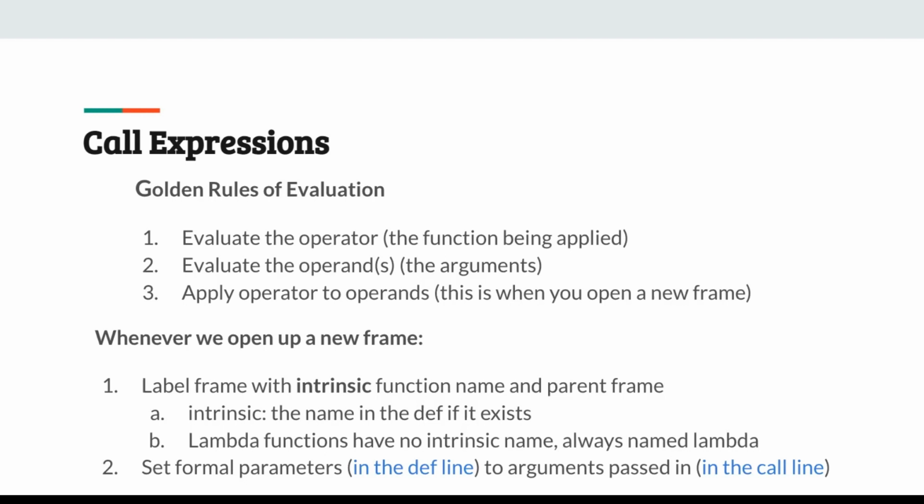And whenever we open a new frame, we label that frame with the intrinsic function name and parent frame. Whenever you open a new frame, you don't necessarily have to write out the parameters, but you just have to write out the function name. And if you're writing a function frame for a lambda expression, you want to explicitly state the line number because there is no intrinsic name. And finally, you want to set formal parameters in the def line to the arguments passed in the call line. Sorry. Does anyone have any questions?